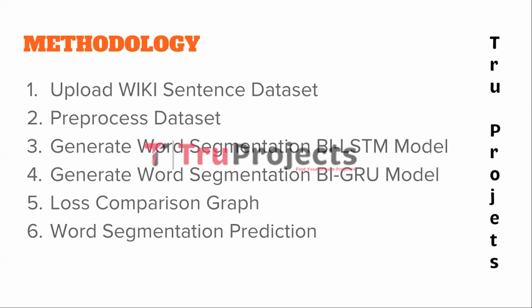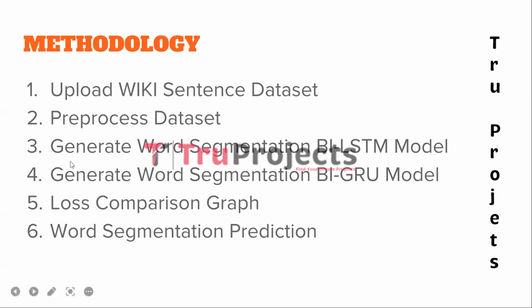This module focuses on pre-processing the dataset before training the model. The dataset undergoes various pre-processing steps such as removing the punctuation, converting the text to lowercase, and handling the special characters or symbols. This pre-processing ensures that the dataset is clean and ready for further analysis.